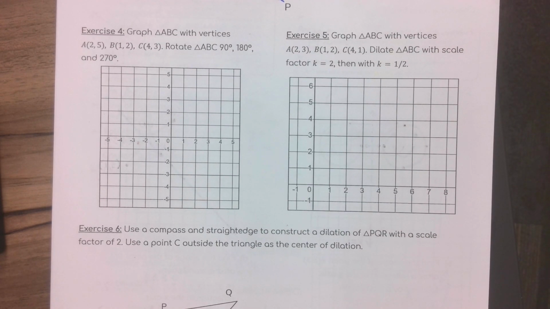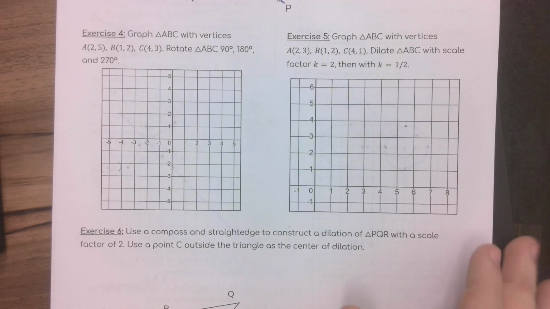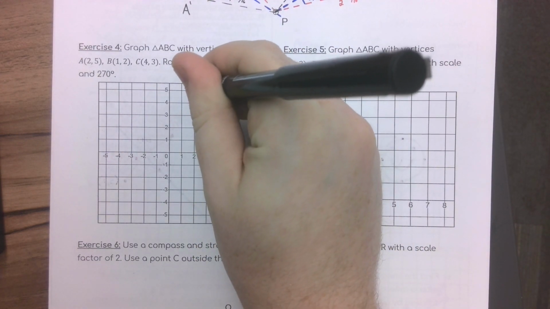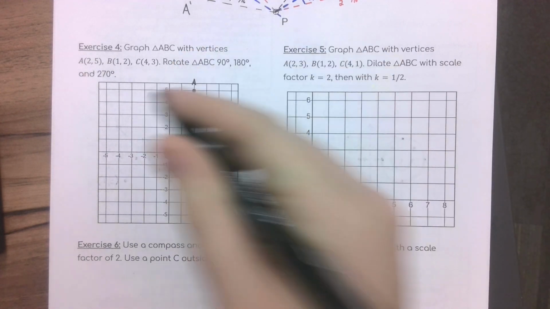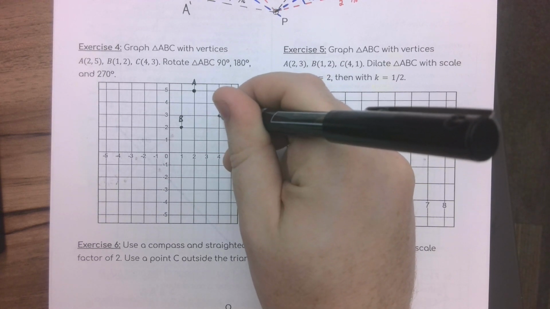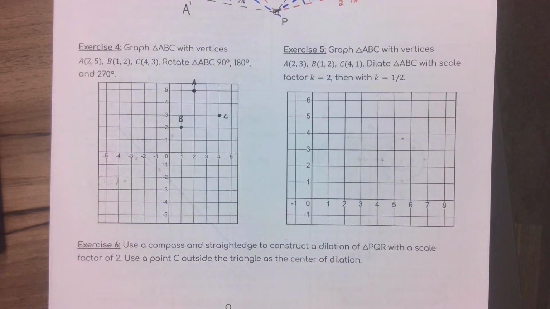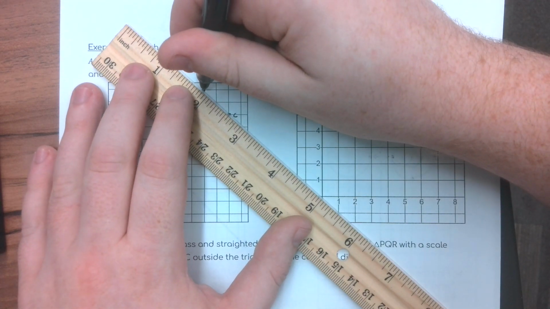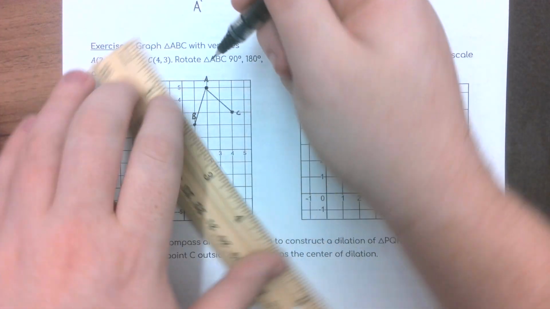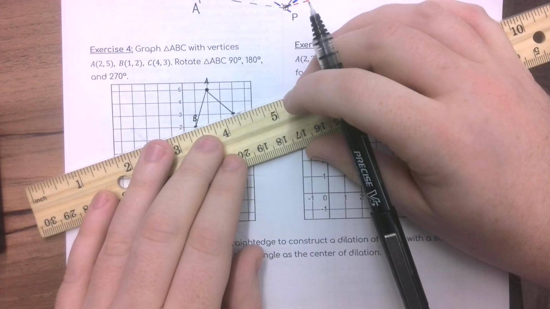At this point in time, I want us to move on to exercise 4. But I want to show you a different way of rotating that doesn't involve using a protractor. Believe it or not, there are mathematical ways of rotating. So this says to graph triangle ABC with vertices at 2, 5, this is point A, 1, 2, this is point B, and 4, 3, this is point C. So we've got triangle ABC on here. And we are asked to rotate this shape 90 degrees, 180 degrees, and 270 degrees.